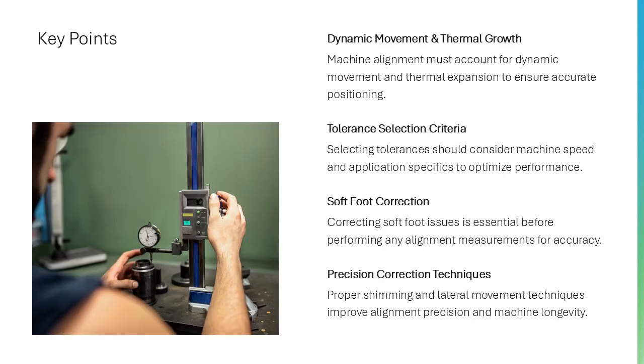Alignment must consider dynamic movement and thermal growth, tolerance selection must match machine speed and application, soft foot must be corrected before any alignment measurement, choosing the correct measurement method improves accuracy, and precision corrections such as shimming and lateral movement require proper technique. Emphasis is placed on the relationship between alignment quality and long-term machine health.